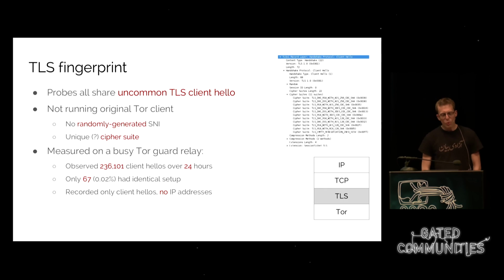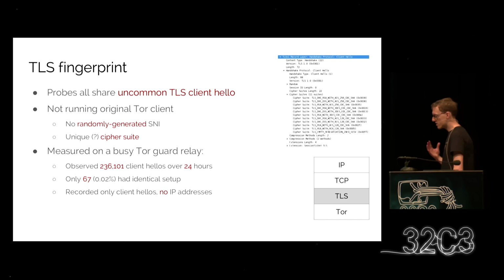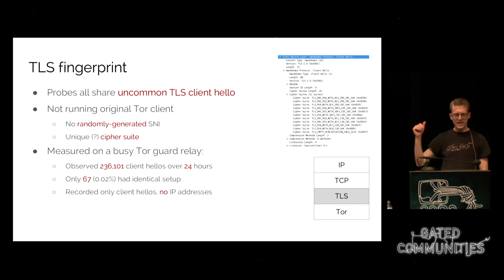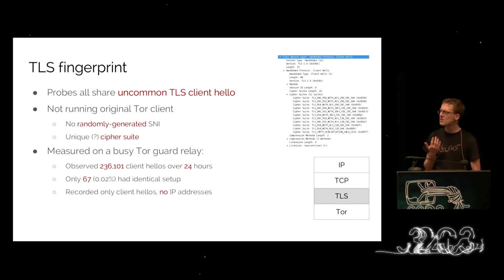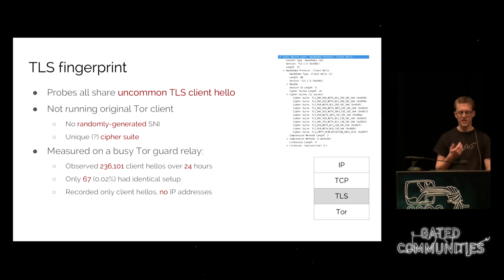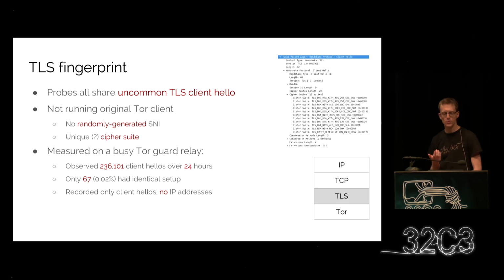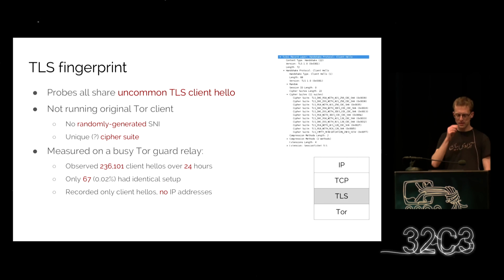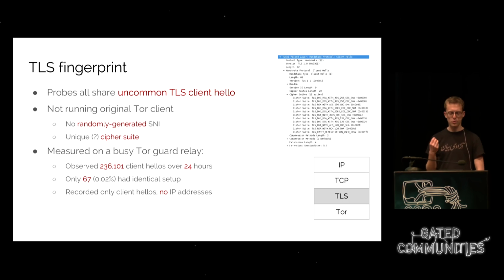And we find more odd stuff in the TLS layer, right? So when you establish a connection, the Tor protocol stack is, you have TCP, then you have TLS, and then you have the Tor protocol. So on the TLS layer, we looked at the client hello. And again, it looks just weird. It's not something a normal application would send. For example, there is no randomly generated SNI like Tor clients send to servers. It's just missing entirely. The cipher suite seems to be unique as well. It's just not something a Tor client would send. And to get an idea of how unique it is, we recorded the cipher suites on a Tor guard relay.